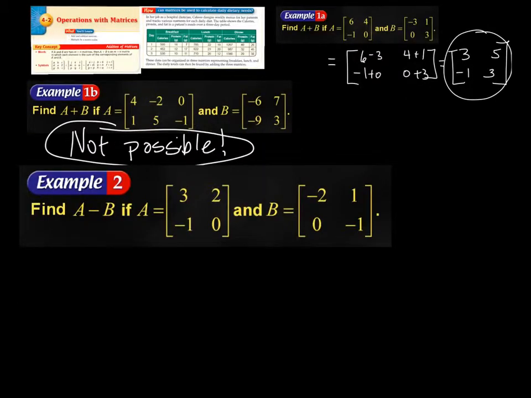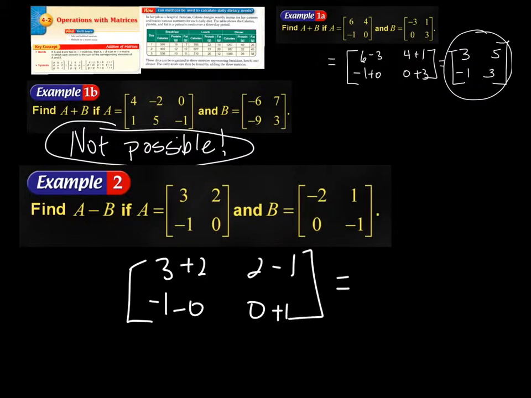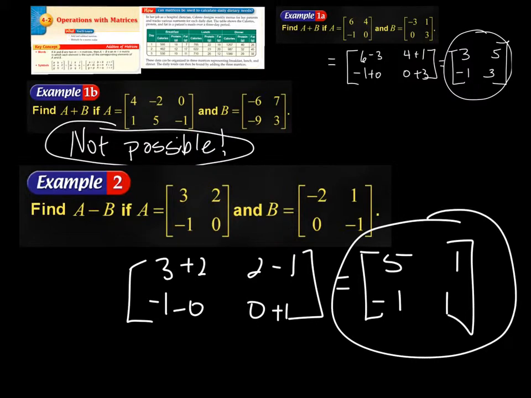So to subtract, same thing, only I'm going to have 3 minus -2, 2 minus 1, -1 minus 0, and 0 minus -1. So 5, 1, -1, and 1. I draw my brackets at the end so I know where to put them, and we're done. So once you get comfortable with adding and subtracting matrices, this is one of the few things I am okay with you just writing down the answer.